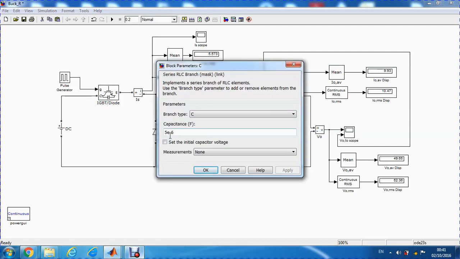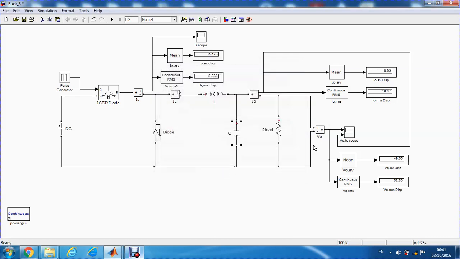and it will minimize the ripple of the voltage as well. So what I will do is put a small value of capacitor, 5 microfarad, as we can see here, and see what the effect of that capacitor is on the output performance, the oscilloscope waveforms, and the output voltages.